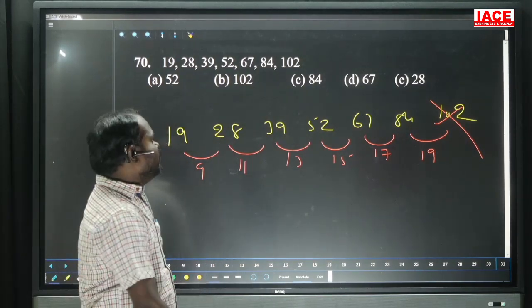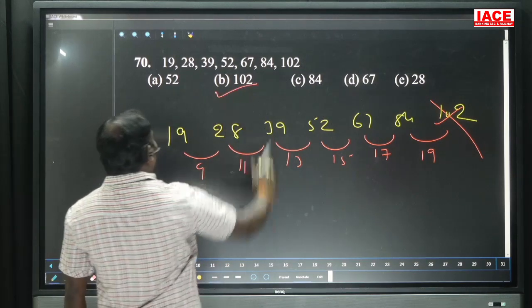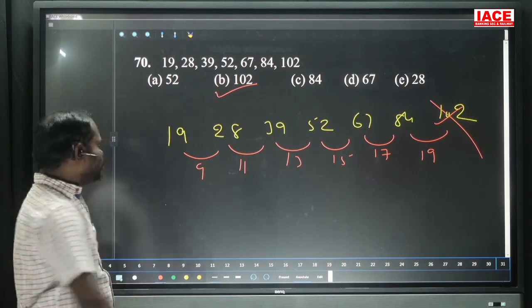In such a case, 102 is the wrong number. Option B. Option B, right? Next.